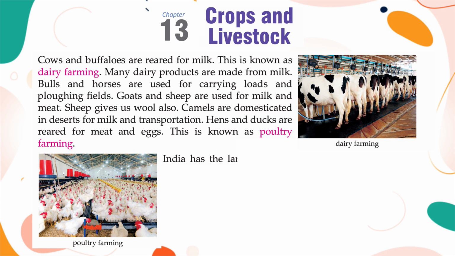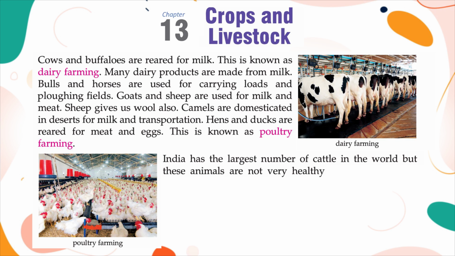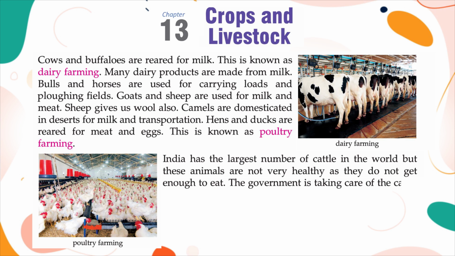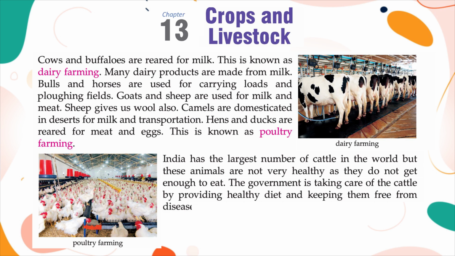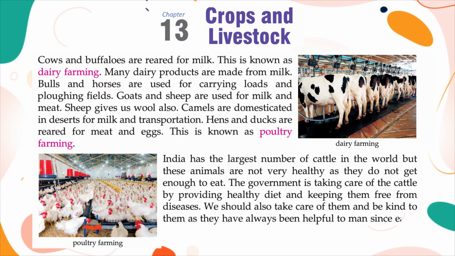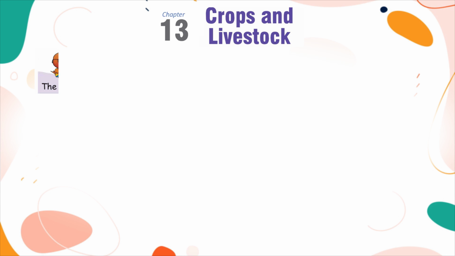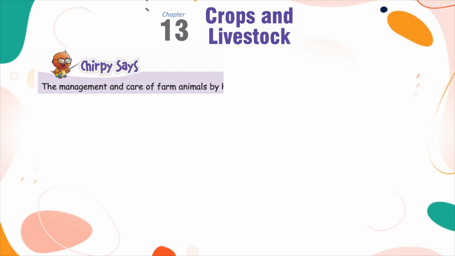India has the largest number of cattle in the world, but these animals are not very healthy as they do not get enough to eat. The government is taking care of the cattle by providing healthy diet and keeping them free from diseases. We should also take care of them and be kind to them as they have always been helpful to man since early times. Chirpy says, the management and care of farm animals by humans for profit is known as animal husbandry.